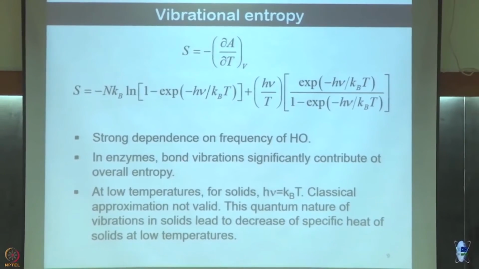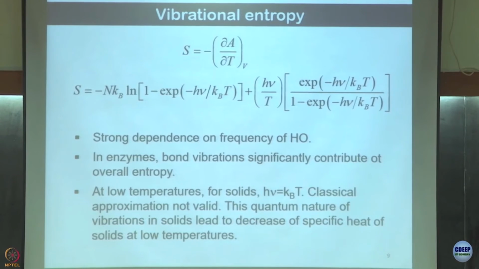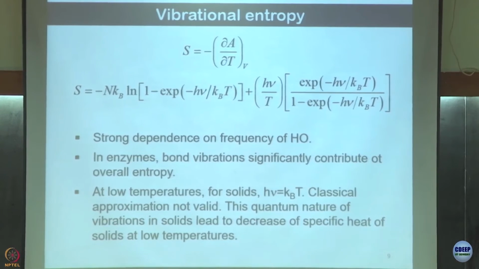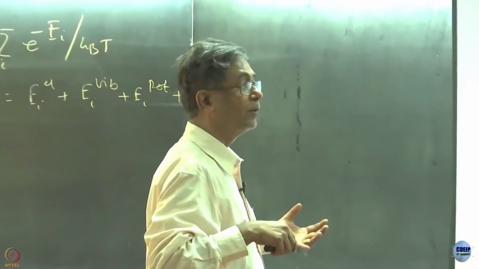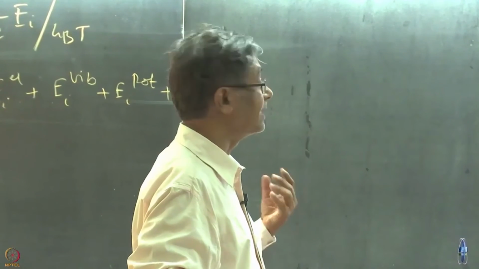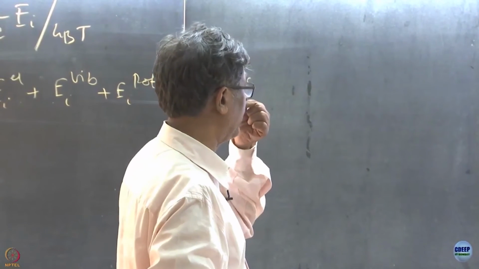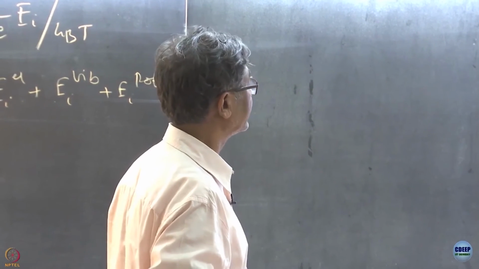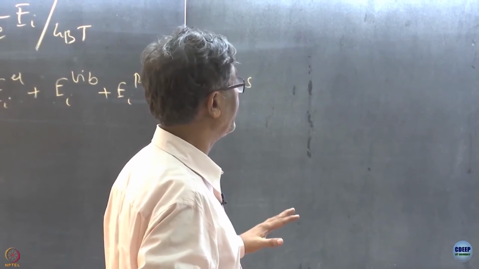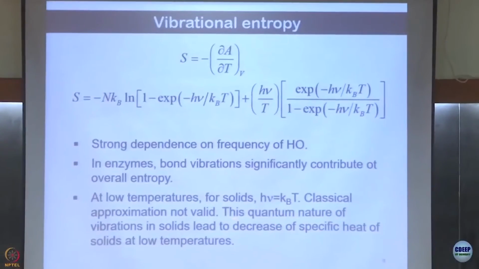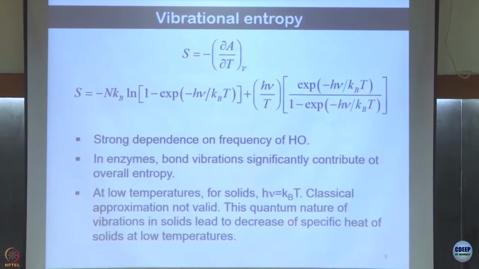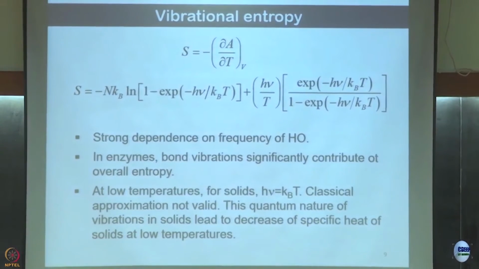However, when you have big proteins, there are many vibrational modes which are low frequency, which are conformational vibrations. DNA, enzymes, proteins, or even when you are looking at low temperature glasses, there are these. So, at low temperature for solids, the classical approximation is of course not valid, but the quantum nature of vibration leads to a decrease in the specific heat. This is the famous, remember, lowering of specific heat at low temperature.